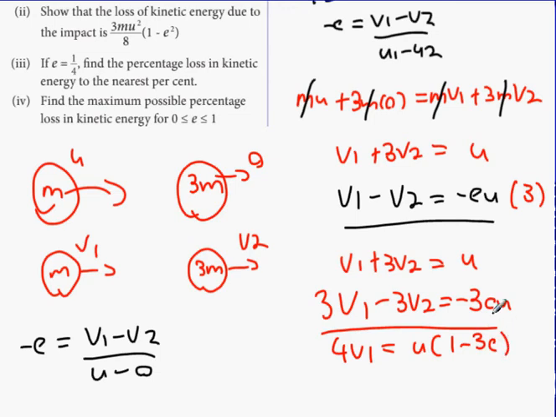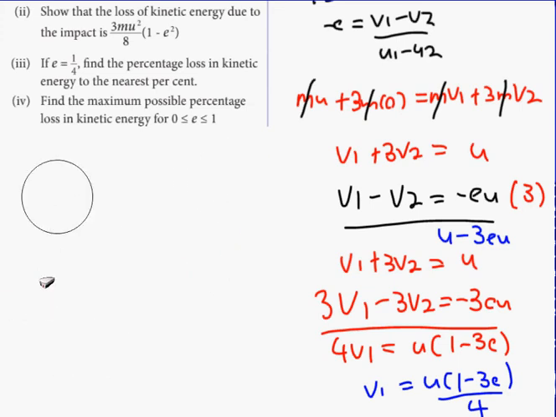Do you see what I did there? I added the two of them downwards, and it'd be u minus 3eu. Take out the u, and you get u into 1 minus 3e. Divide by the 4, and you get phi1 equals u into 1 minus 3e all over 4. Will somebody just check that one out for me, make sure I didn't make a mistake there. We're good. Okay, next question.